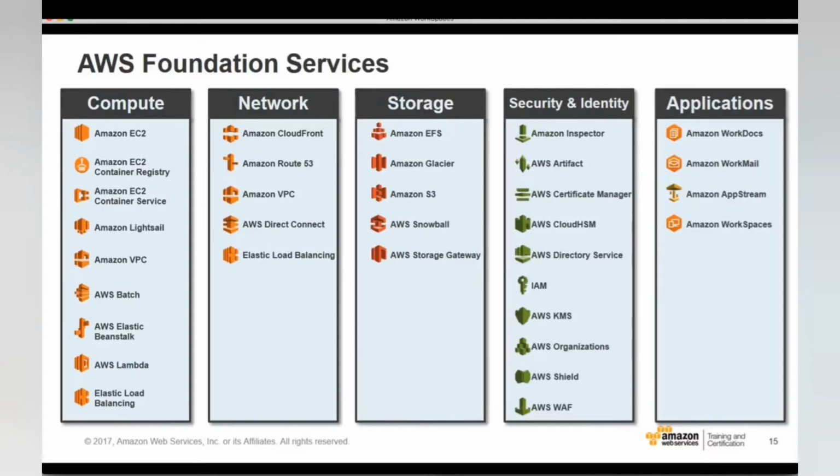And here we have it, the foundational services. We break this down into five major categories: compute, network, storage, security and identity, and applications. I'm going to start with compute, and then we're going to work our way right across the screen. Now, even if I was to spend a couple of minutes on each one, this is still going to take a long time to get through.